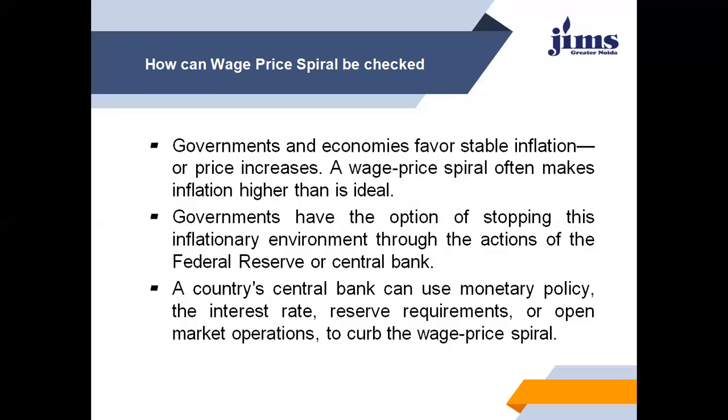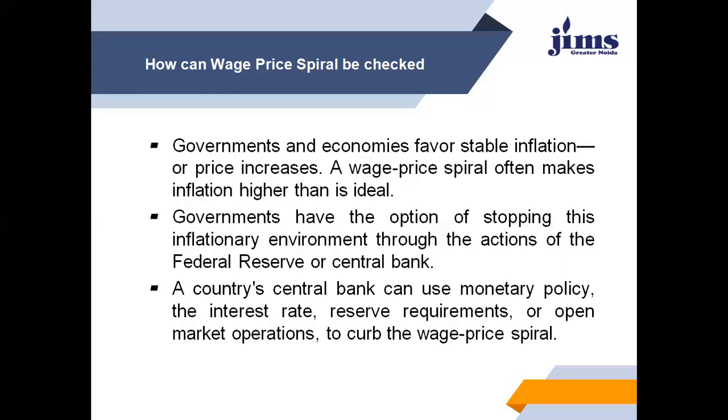So if this wage price spiral continues, it can lead to hyperinflation, which can hamper the growth of the economy, and the entire economic system or mechanism may break down. So in order to avoid that, certain measures have to be taken so that this wage price spiral can be checked well in time. For that, governments and economies favor stable inflation or price increases. A wage price spiral often makes inflation higher than is ideal.